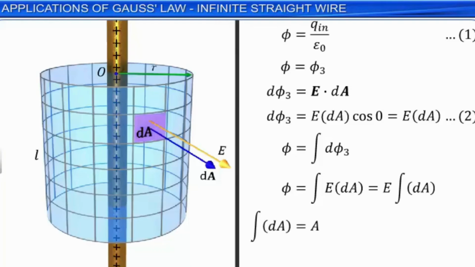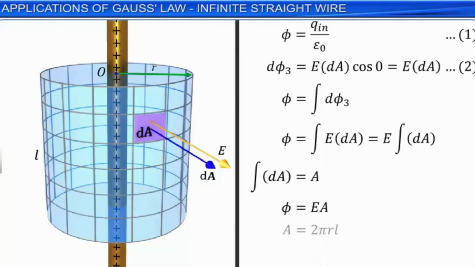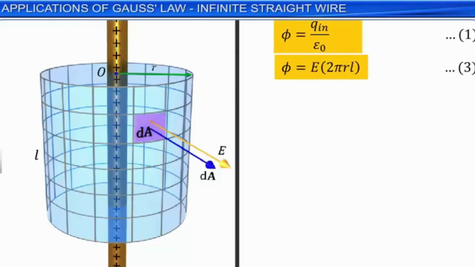The area A is equal to 2 pi RL, which is the curved surface area of the cylinder of length L and radius R. Substituting the value of A in the expression for total flux phi, we get phi equal to E into 2 pi RL. Let this be equation 3. From equations 1 and 3, we see that E 2 pi RL will be equal to Q by epsilon naught. Let this be equation 4. Here, Q is equal to the product of the linear charge density, lambda, and the length of the Gaussian cylinder, L.